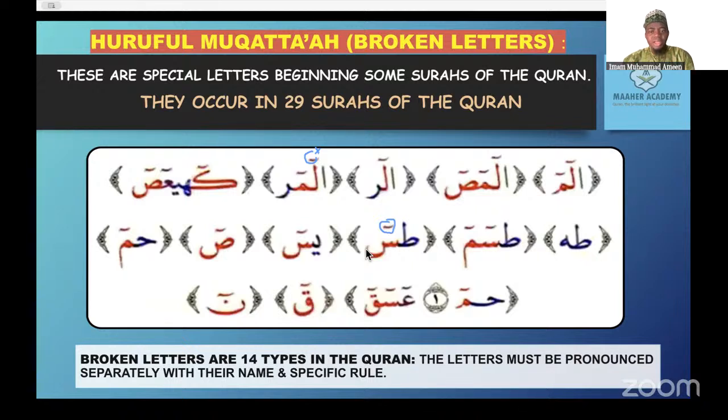So there are 14 types of Huruf al-Muqatta'a in the Quran, and these letters must be pronounced separately with their names, along with any other specific rules that they have.